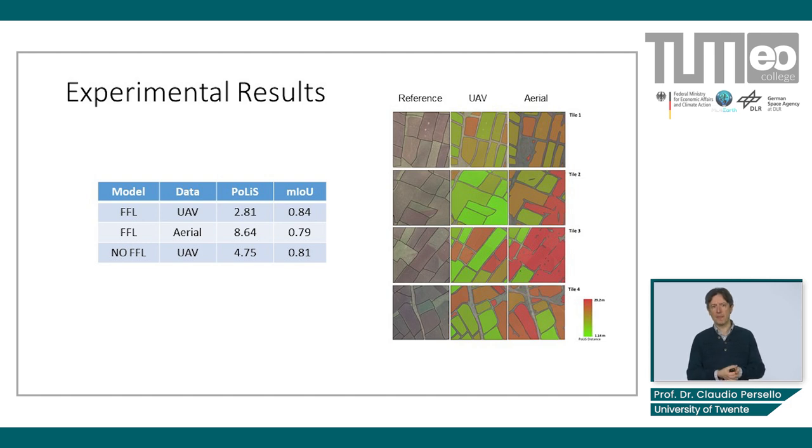As you can observe in the qualitative example in the figure on the right side, the results obtained from aerial images tend to under-segment the cadastral parcels. Moreover, the results obtained without using the frame-field learning strategy are less accurate, confirming the effectiveness of FFL, frame-field learning, in improving the accuracy and regularity of the extracted polygons.